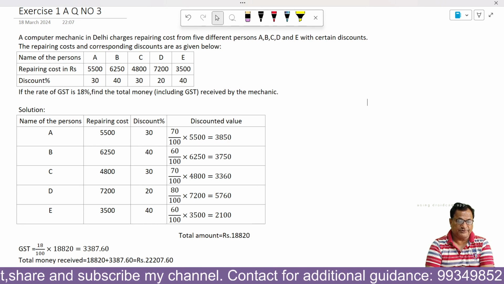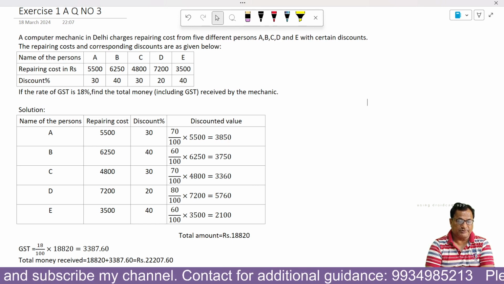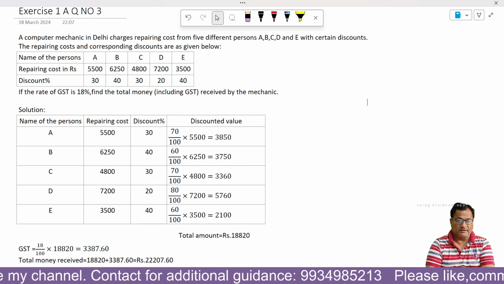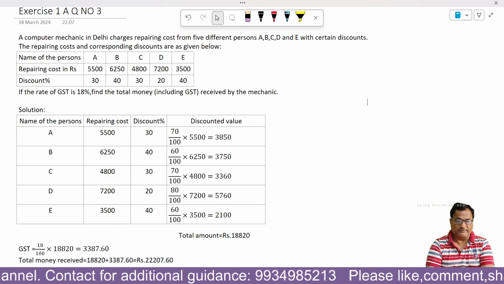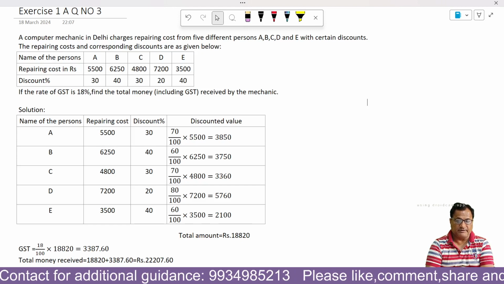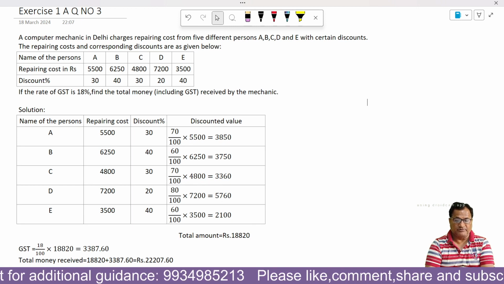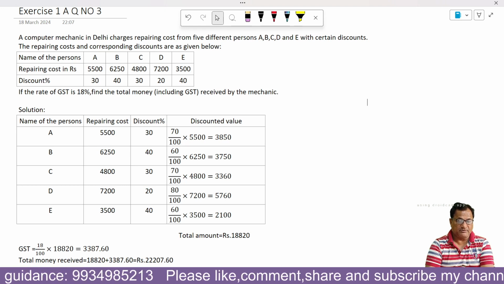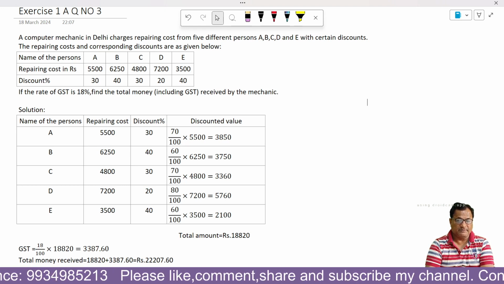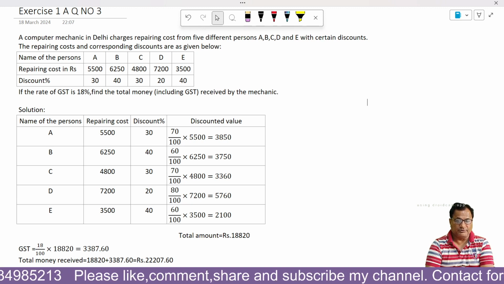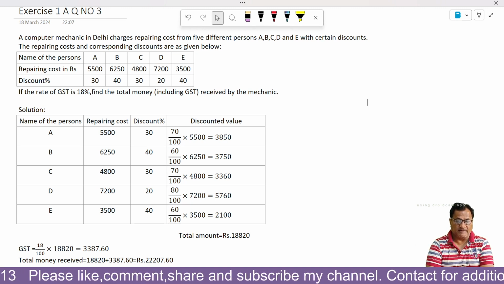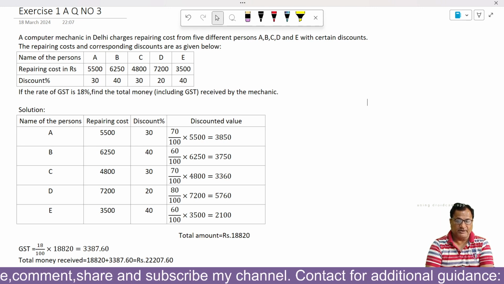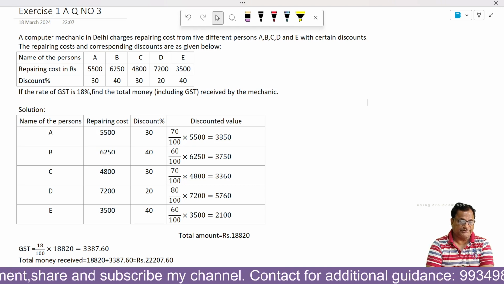For person C, repairing cost is 4,800, discount percent is 30. So discounted value will be 70 by 100 multiply 4,800, that is equal to 3,360. For D, repairing cost is 7,200, discount is equal to 20, so discounted value is equal to 80 by 100 multiply 7,200, if you solve this, it will become 5,760.